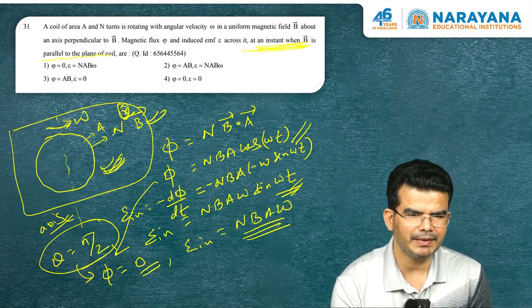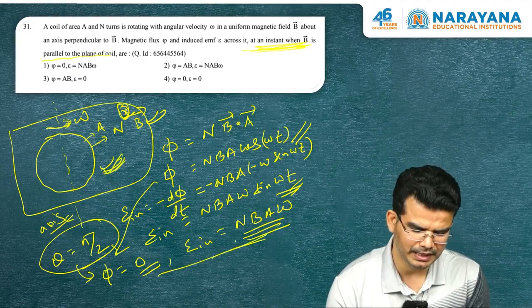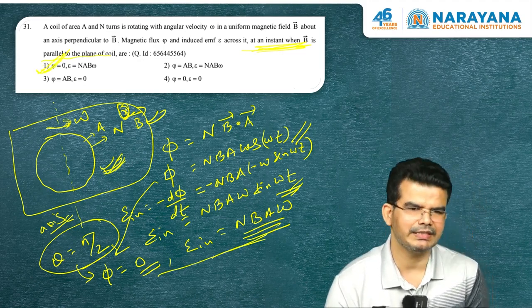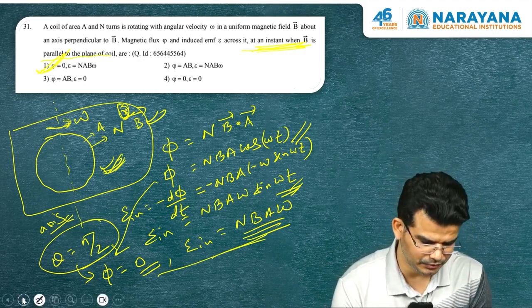So, when it rotates by pi by 2, then you will get this diagram, and so the correct answer is phi is 0 and E is NAB omega. Option first is the correct answer. Let us move to the next one.